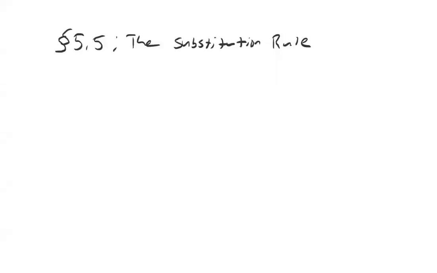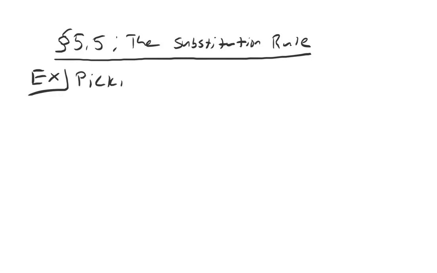All right, so this is part two to section 5.5. We're still on the substitution rule, use substitution. So I wanted to go back and do an example where I picked the wrong u. So this is an example of picking the wrong u for use substitution. I'll show you what to look out for.